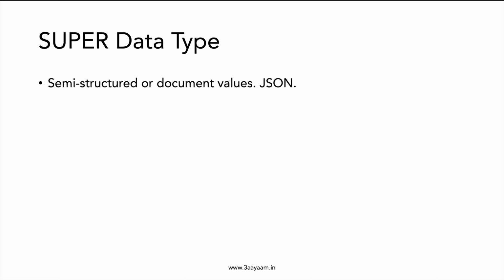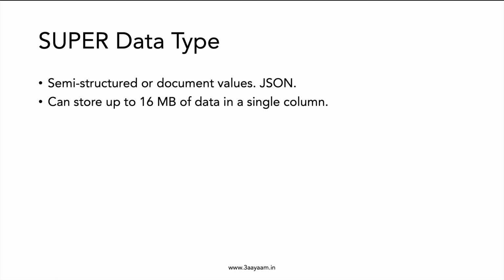So what you can have is that in a single table, either all the columns are of super data type, or other columns are normal data types like integer, character, etc. And one or more columns have super data type. And it can store up to 16 megabytes of data in a single column. That's how big it can be.